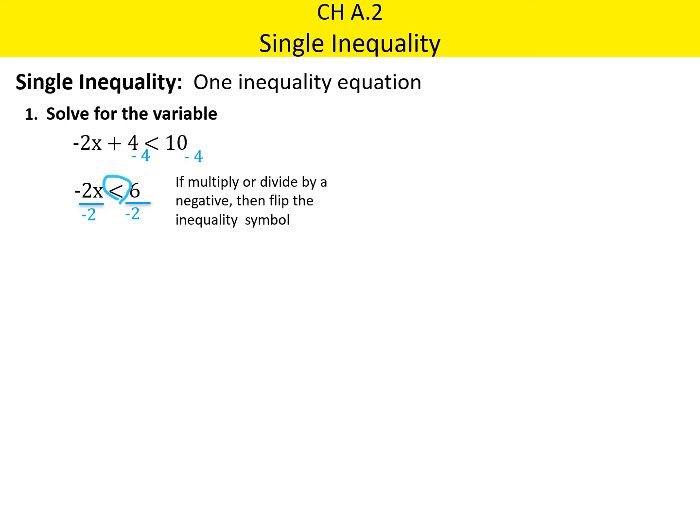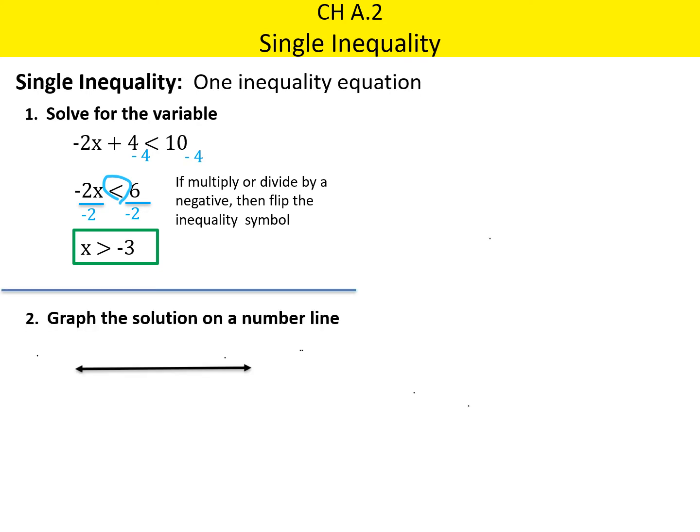This way, I will remember when I get down to the next step that I have to flip that inequality symbol. We now have x, flipping the symbol, greater than negative 3, and that is our answer, x greater than negative 3. After we solve for the variable, we're going to display the solution on a number line.